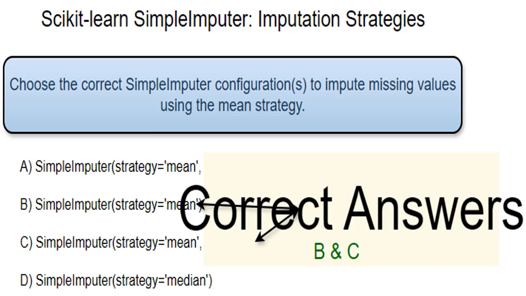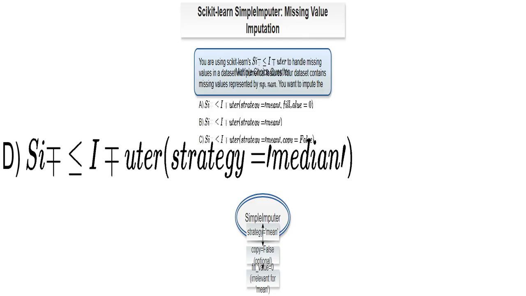I've summarized the correct options. B and C are the right choices because they both accomplish the task of mean imputation, while addressing different scenarios of working with the original data. I'm focusing on the core function here, setting the strategy to mean. This tells SimpleImputer to replace missing values with the average of each column. This is the key to solving the problem.